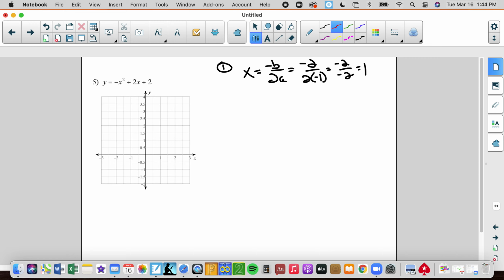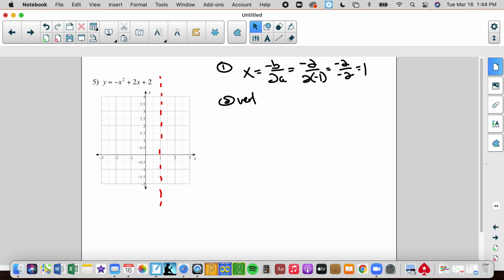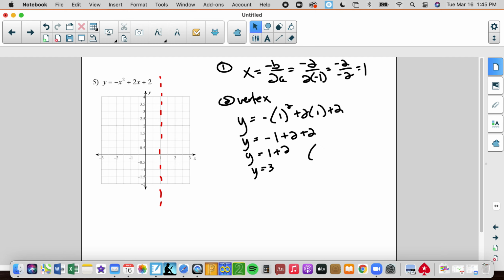Negative, positive. Axis of symmetry is 1. Let's do my vertex. Y equals the opposite of 1 squared plus 2 times 1 plus 2, which equals negative 1 plus 2 plus 2, which equals 1 plus 2, which equals 3. So I get the point 1, 3.